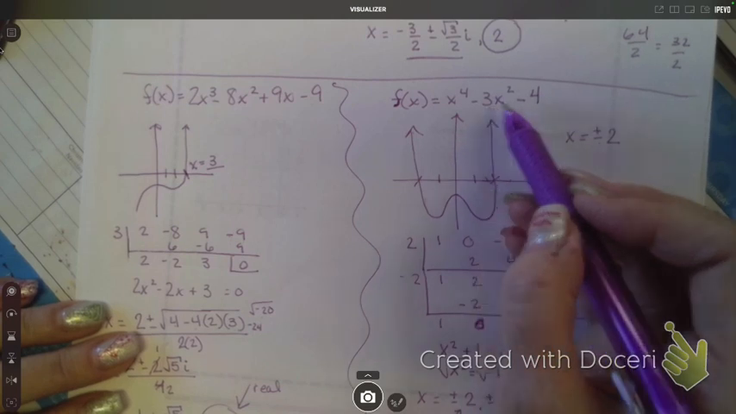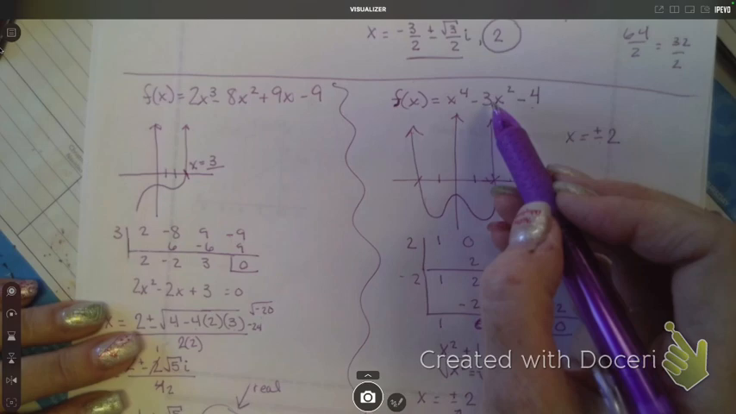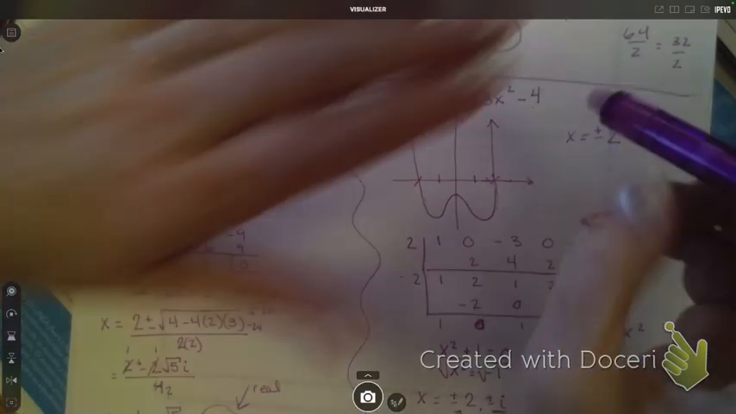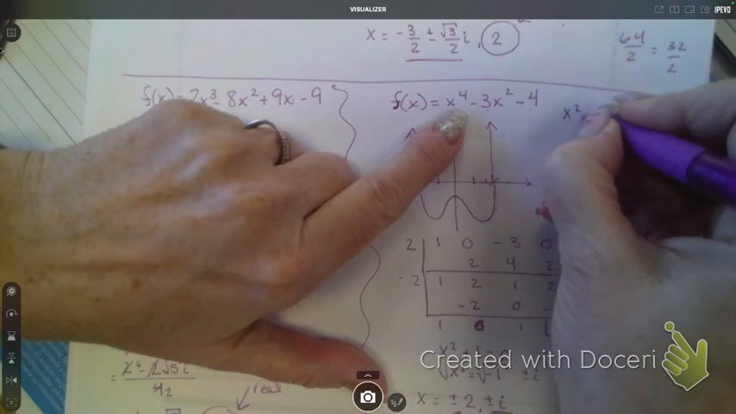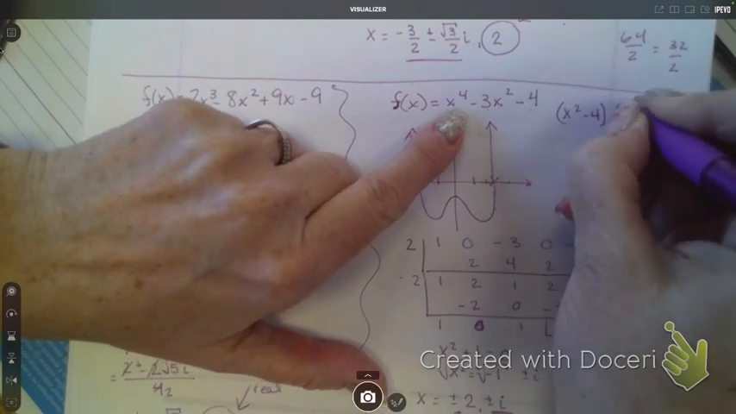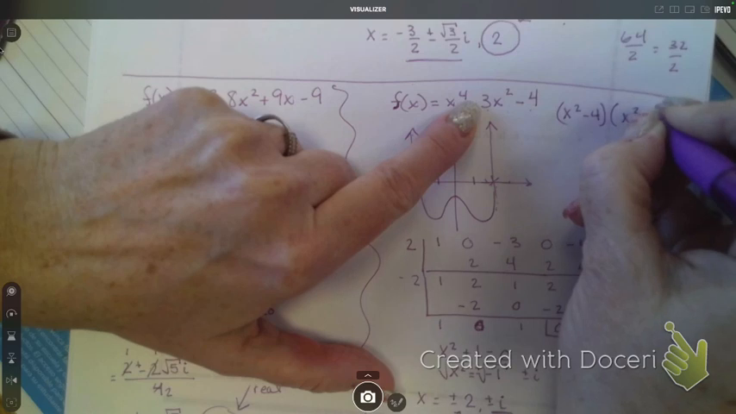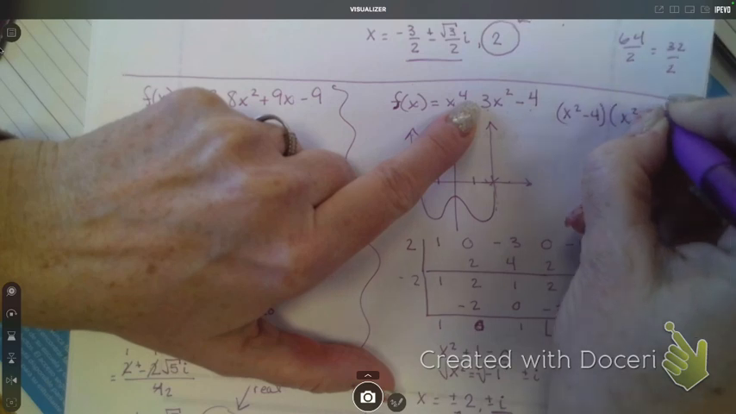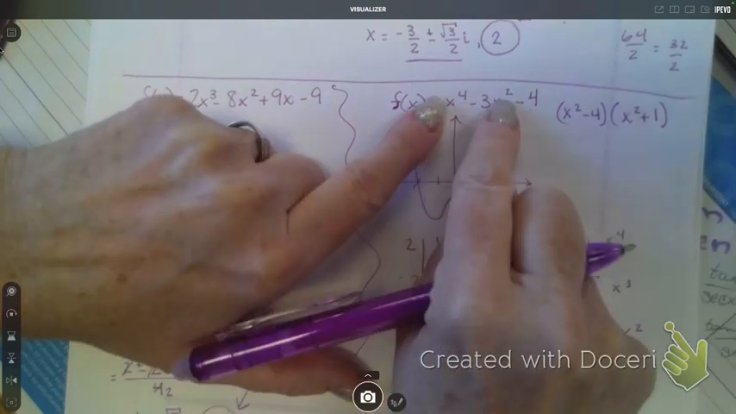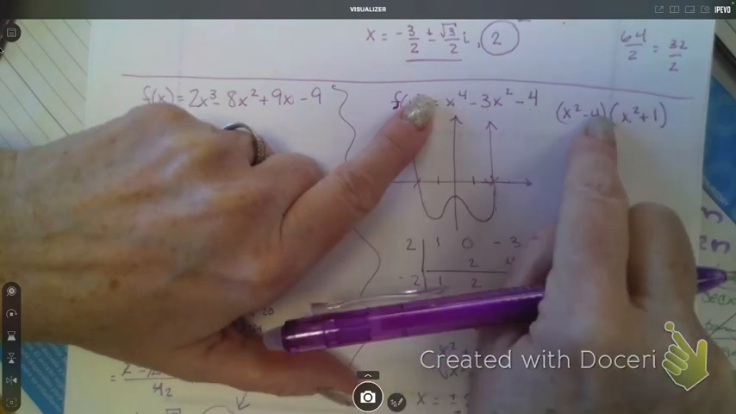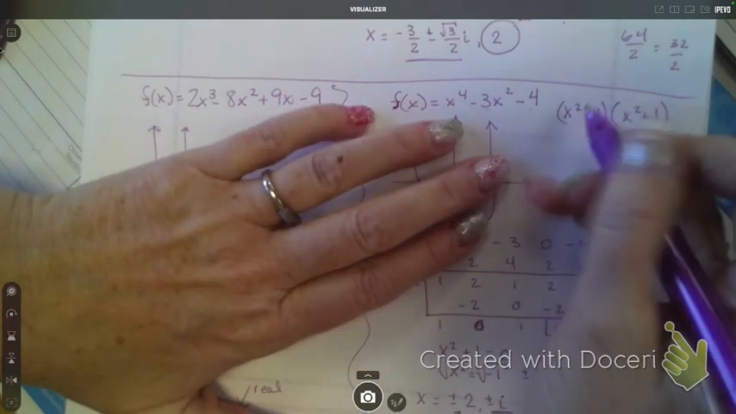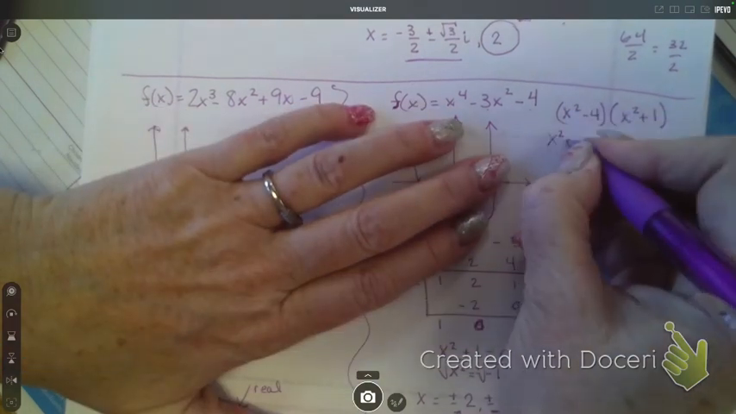What are the factors of 4 that subtract to 3? 4 and 1. So I would have x squared minus 4 and x squared plus 1. Can I factor this way? Yes. Well, this would be x squared equals 4.